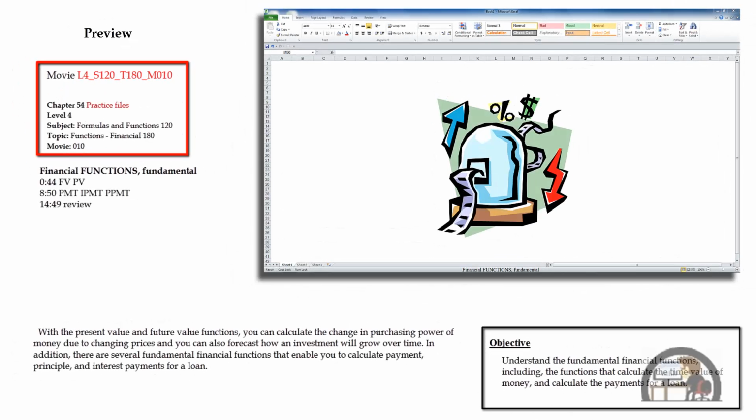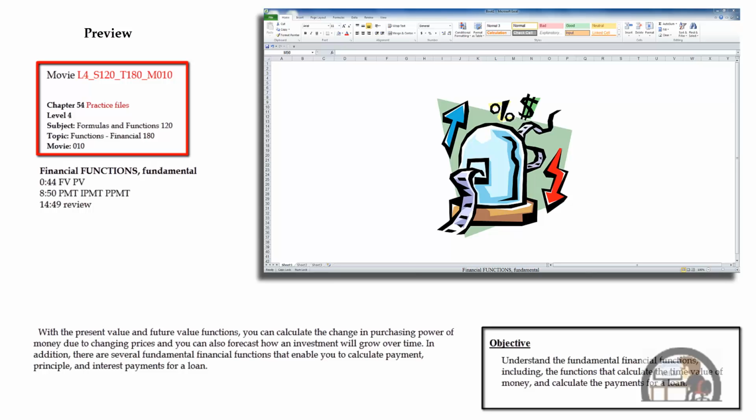This movie is on financial functions, some fundamental financial functions. We're going to begin by talking about the future value and the present value function that will return either the future value of an investment or the present value of an investment. And then we're going to look at three other functions that have to do with borrowing money.